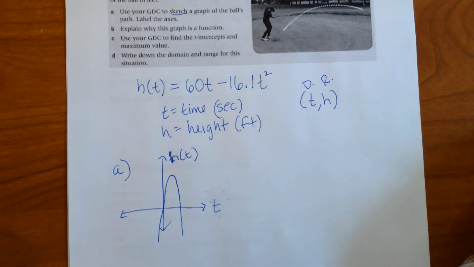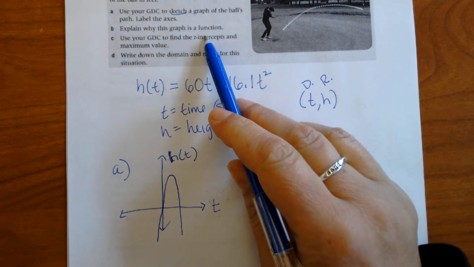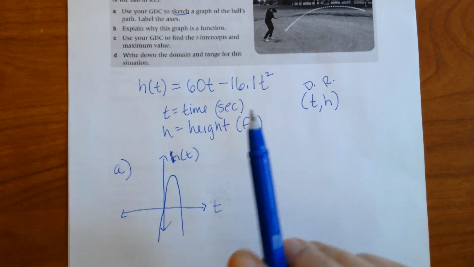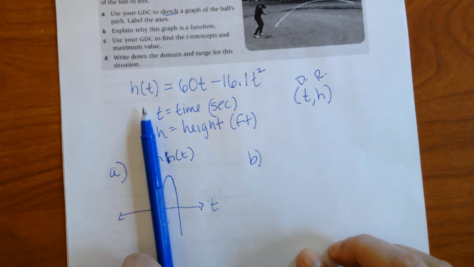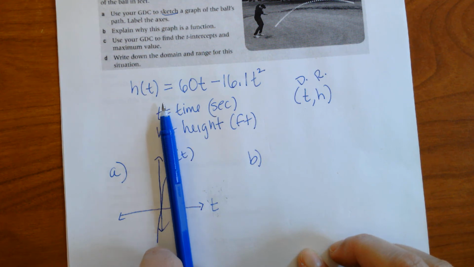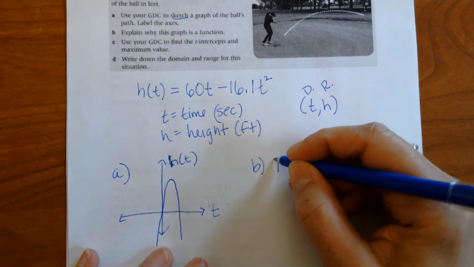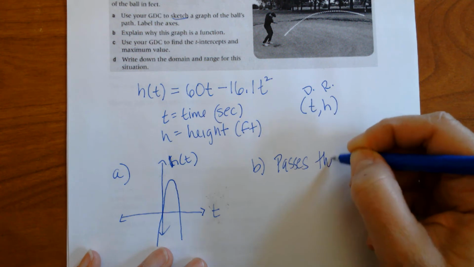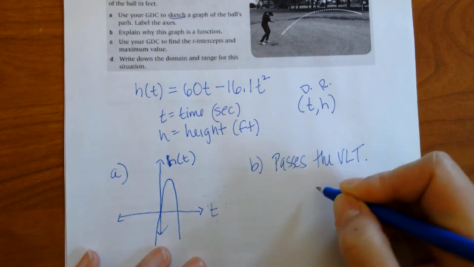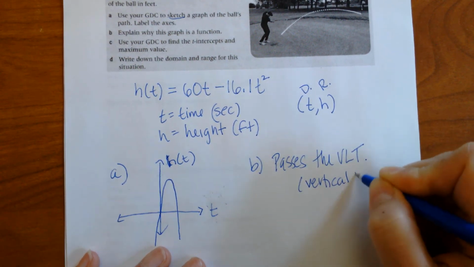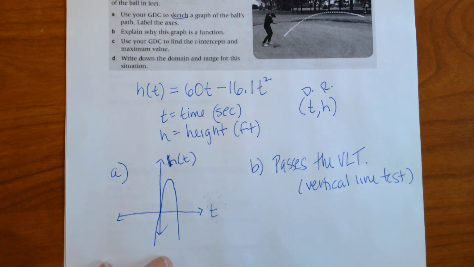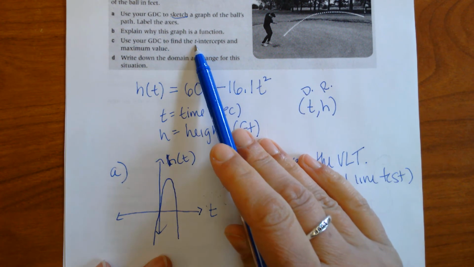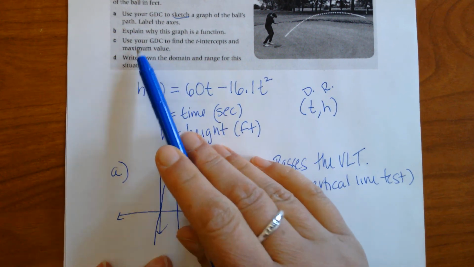All right. Part B, explain why this graph is a function. So if I take my pen and I do the vertical line test, my pen is only hitting 1 point at a time on this graph. So it passes the vertical line test, VLT. And that's all you need to do. Just write that. Part C, use your graphical display calculator, your GDC, to find the t-intercepts and maximum value.